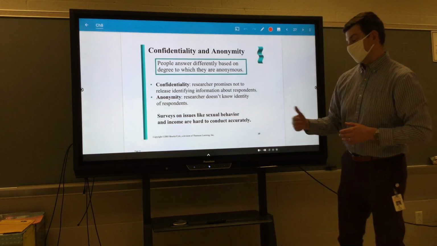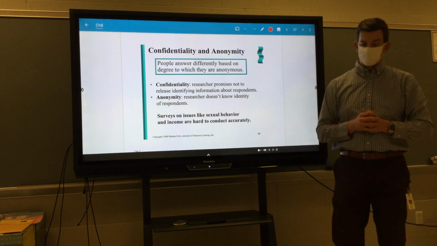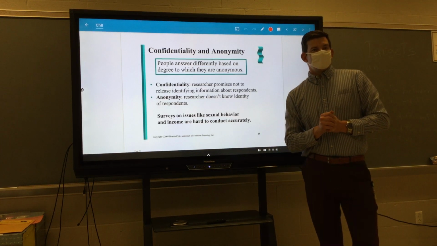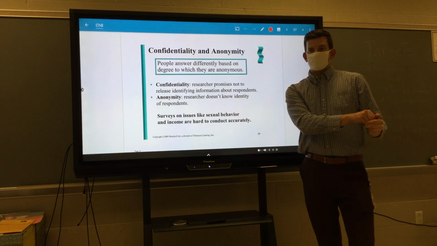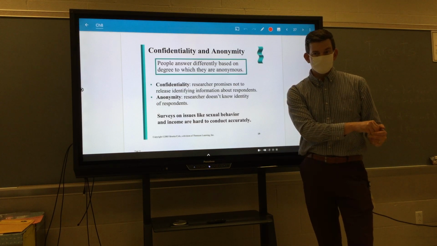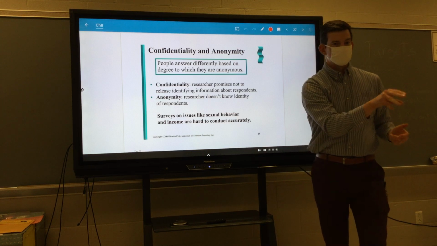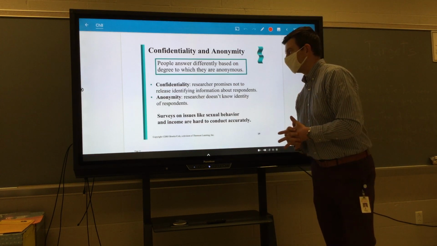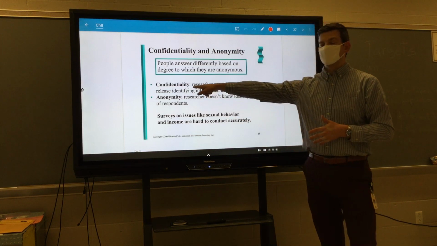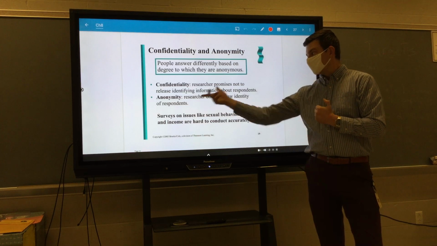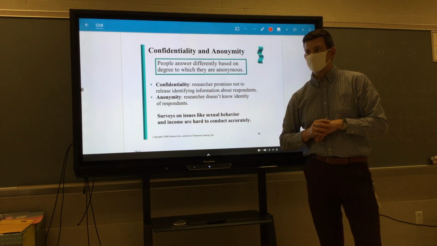Now, if you're doing an online survey like Google Forms, there's an option where you can track it to their email address. That would not be anonymous if it's traced based on who responds, but it doesn't have to be like that. You could keep it confidential if you wanted to do it like that. But anonymity is probably the best way to go.